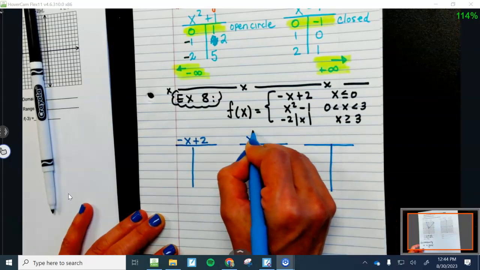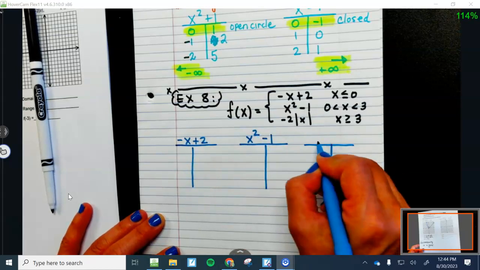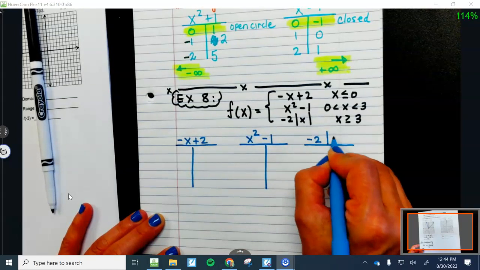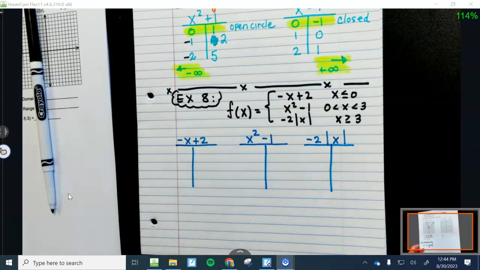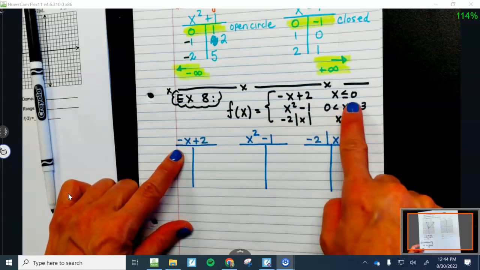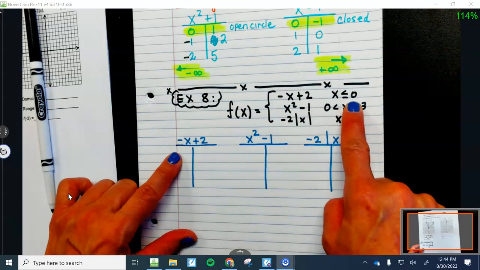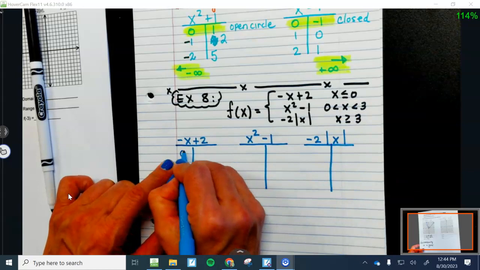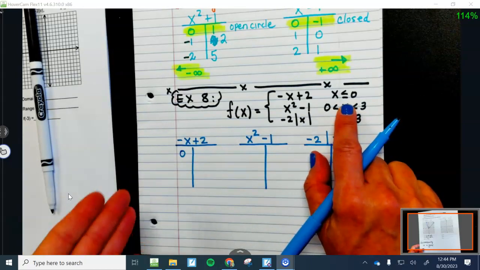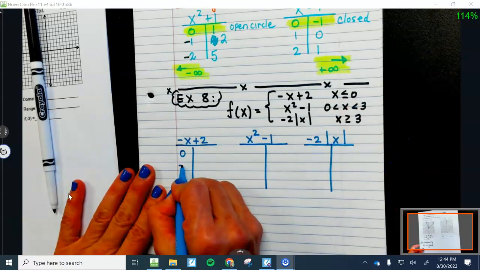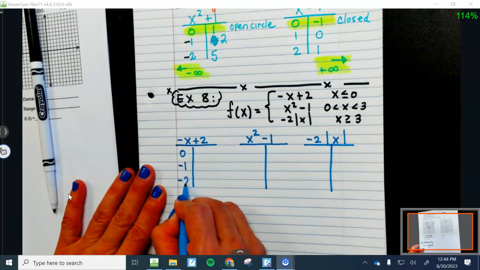Just going to write these expressions above the T-charts. All right, remember, you always start where the domain starts. So this domain starts at 0, so we're going to plug in a 0 right here. And remember, we want values less than 0, so they're going to be negative. So I have to make sure I write my -1 and my -2 there.